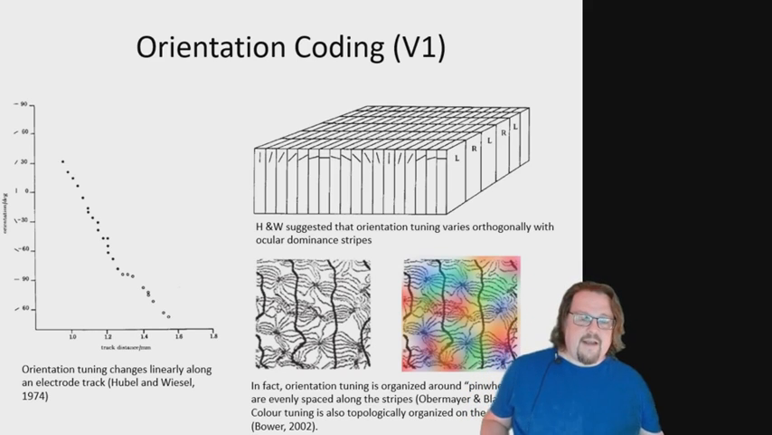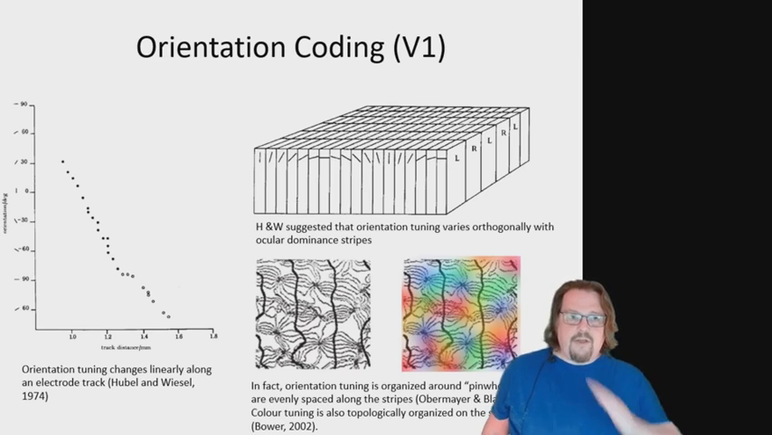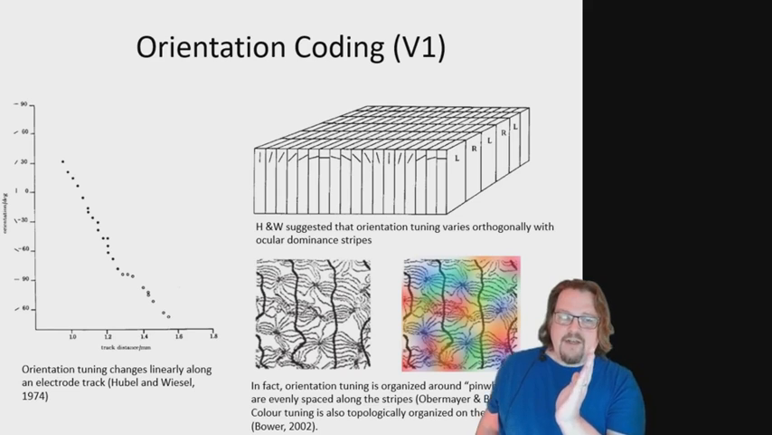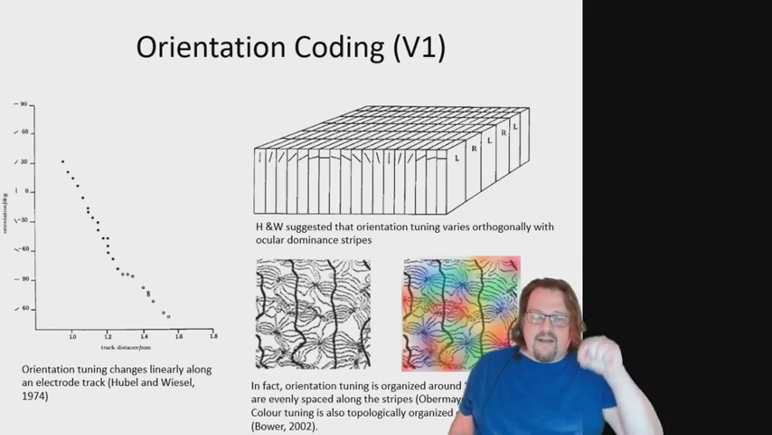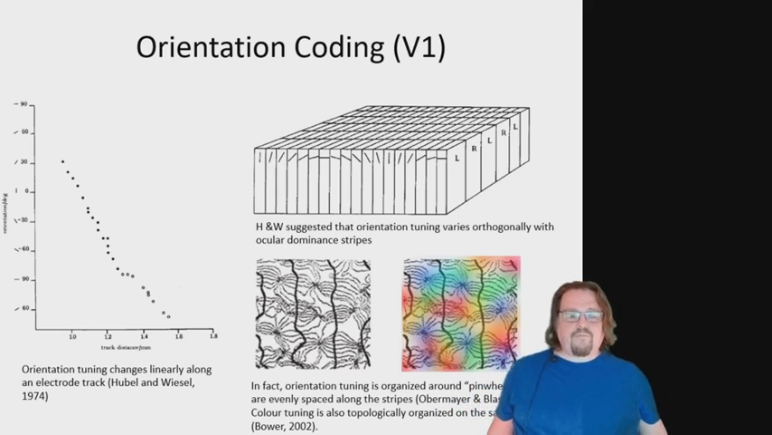So you can see that at the very top of the diagram, the neurons that they're recording from are responding to an orientation of about 30 degrees with respect to the vertical. A little bit further on, they're responding to a vertical orientation, and then the orientation is systematically changing as they advance the electrode through the brain.